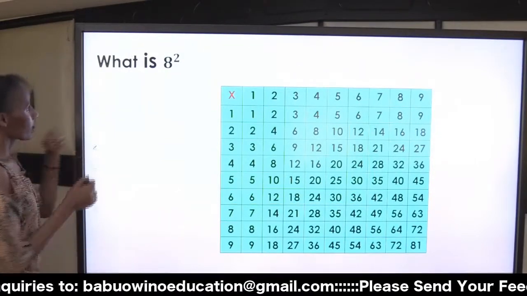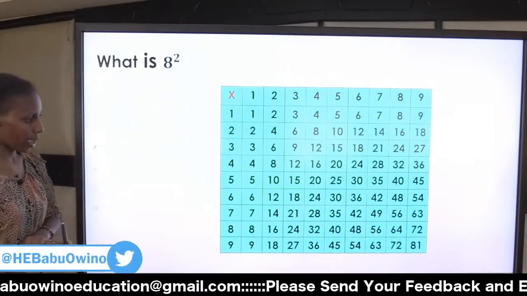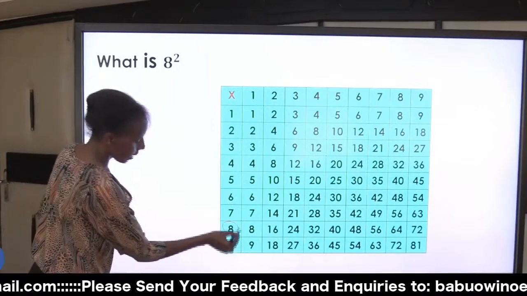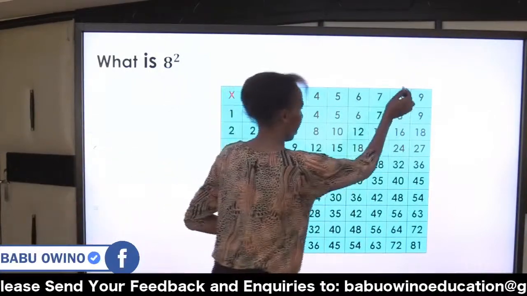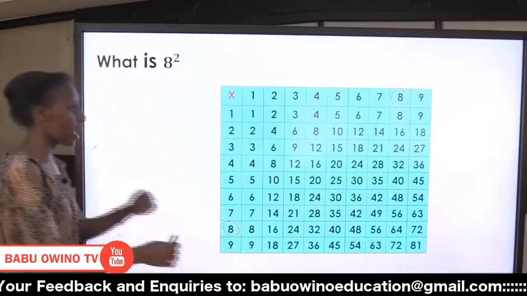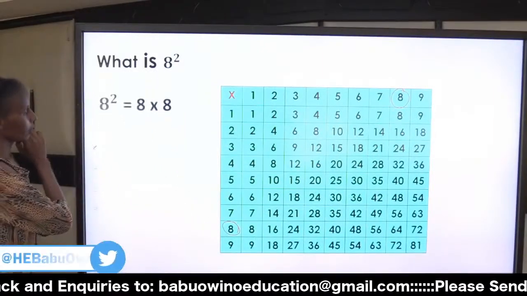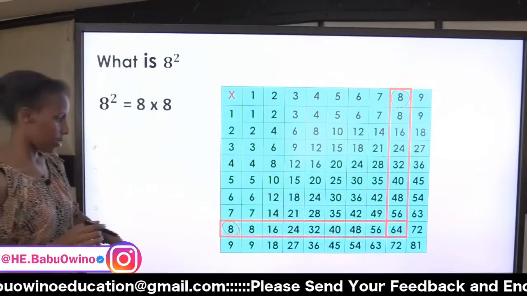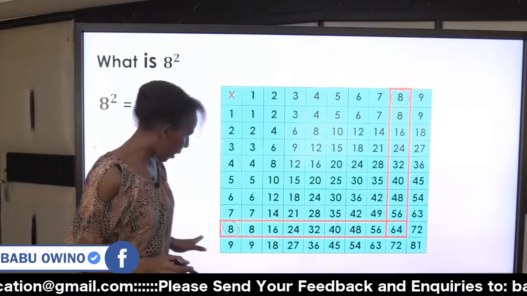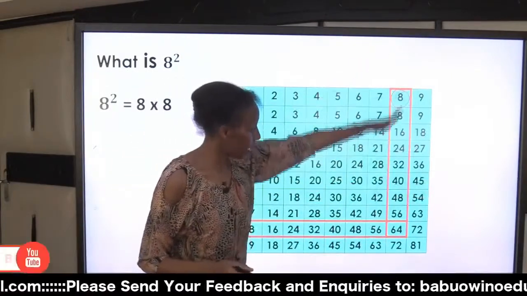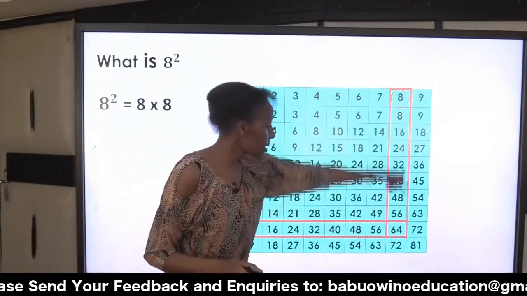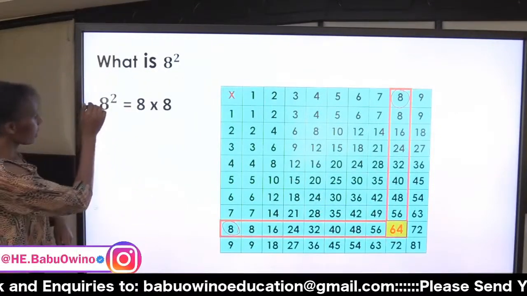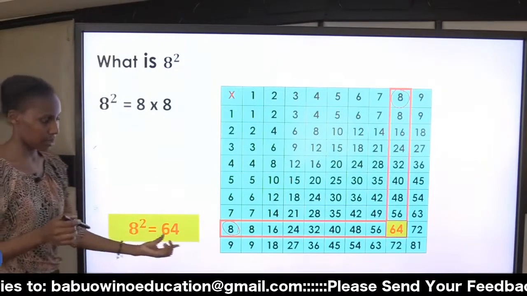Our second example, what is 8 squared? Again, we have our multiplication table with us. And I'm going to consider 8 on this side. And I consider 8 and I make my square. There we are. And here we are. You circle 8, you move along with it. And the other 8, you move along. Where they meet, that becomes your answer. So we can say that 8 squared is 64.